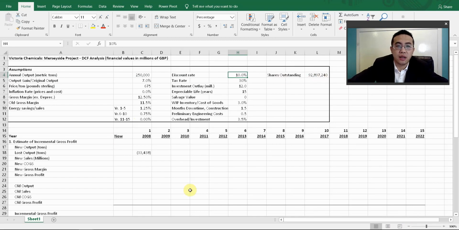So based on the free cash flow, you can calculate the NPV. So NPV basically is the value added to the firm's market value. And based on the market value, you can get a fair price for the stock price per share.